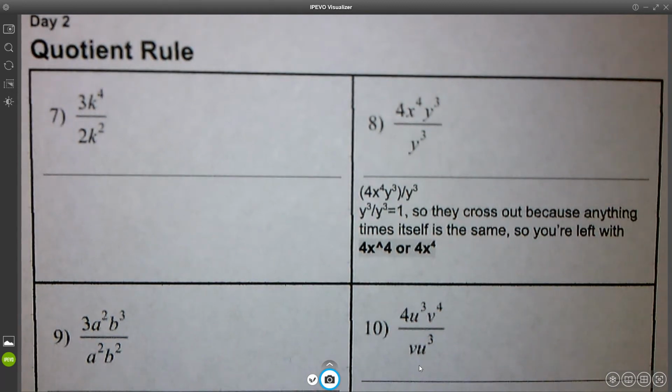Working on the actual quotient rules. That means that we're actually dealing with division here. So the quotient rule is, if you're dividing, you're going to subtract. Again, not thrilled with this rule, simply because you actually have to remember what it is. If we just deal with this as if it were any other problem, we just expand it out.